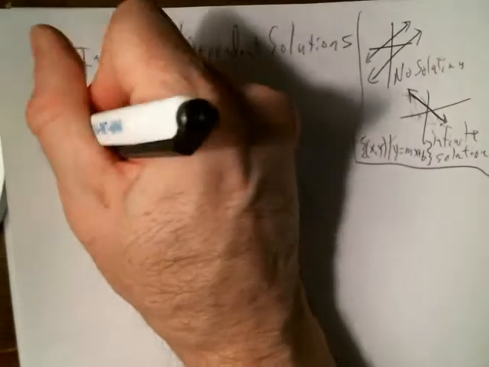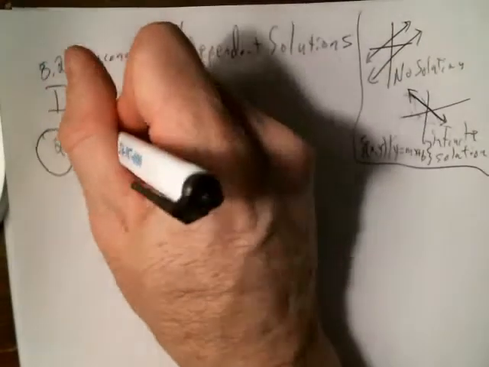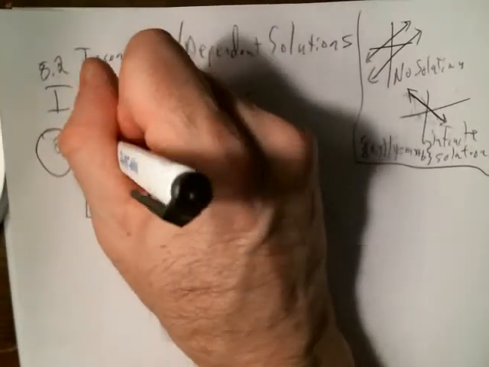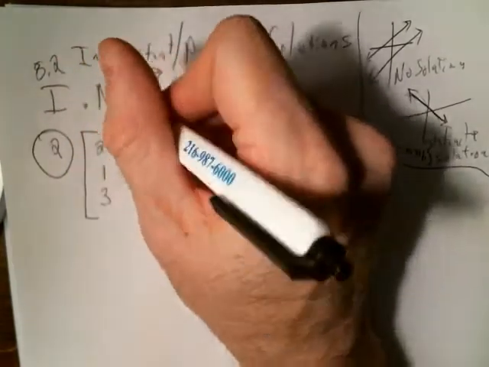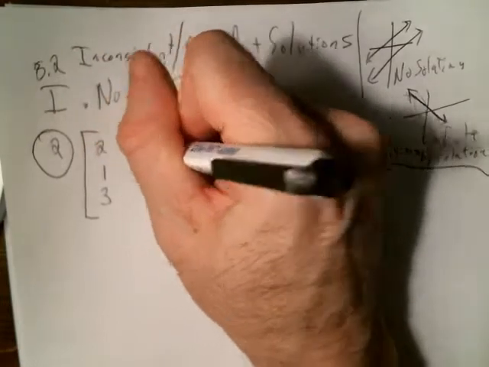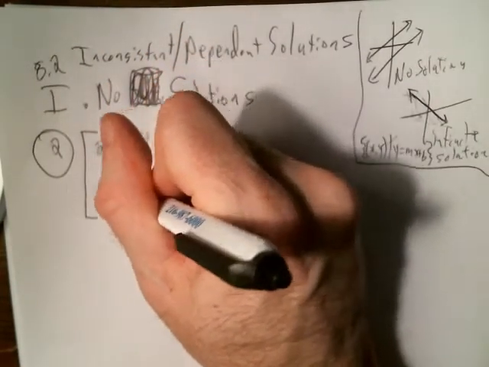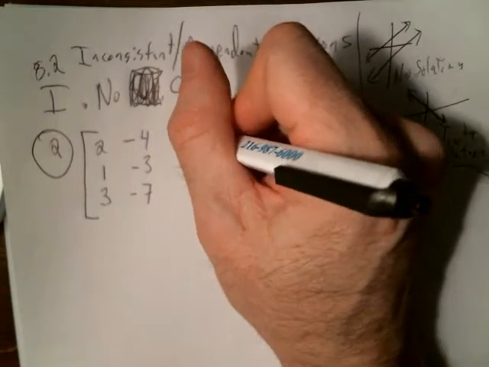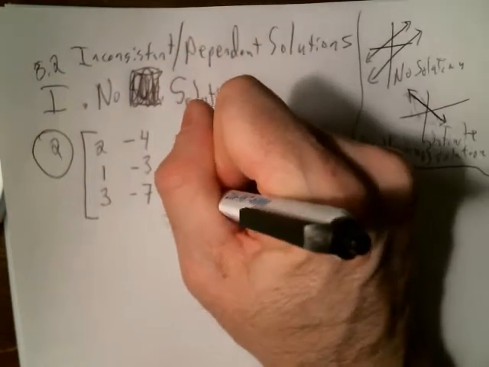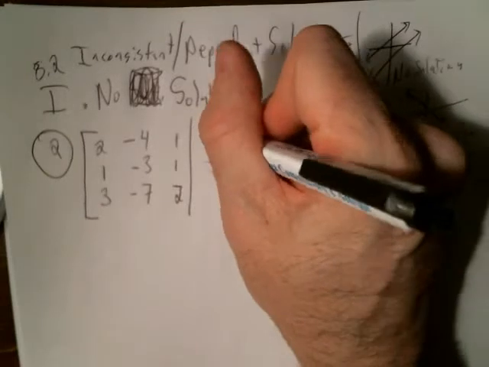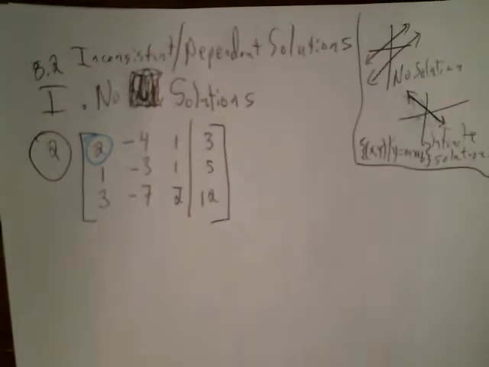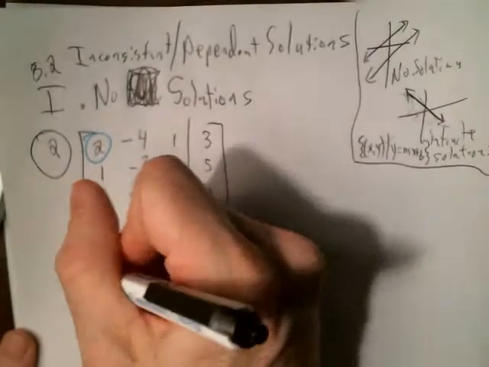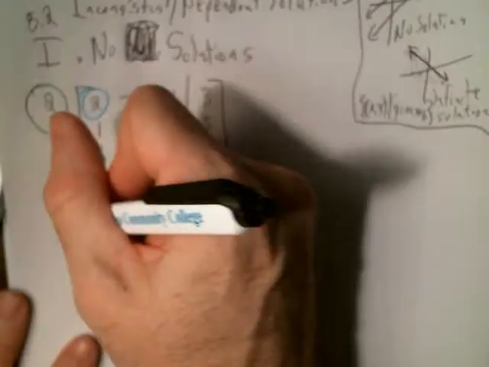Okay, so let's look at number 2. This is the no solution case. You proceed just like we taught you before. You're doing Gaussian elimination or Gauss-Jordan elimination, and you're trying to get ones on the diagonal and zeros in the lower triangular region. So 3, 5, 12. My first objective is to get a 1 right there, and I can do that very easily with a swap.